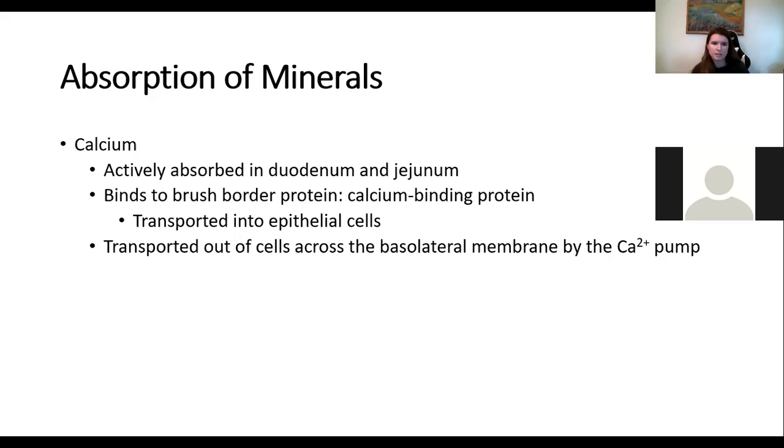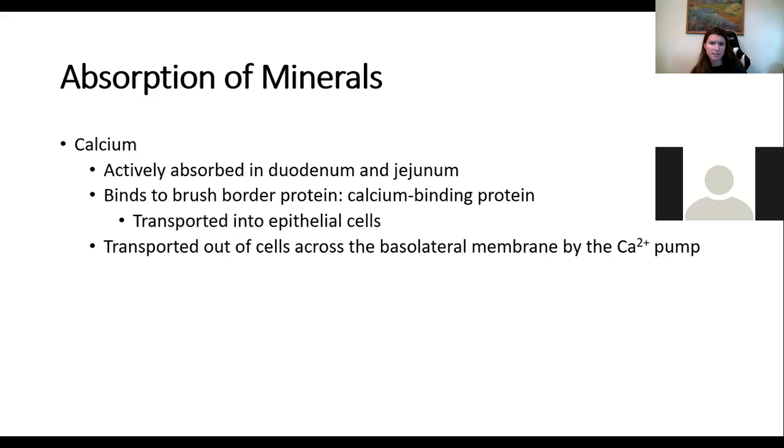When we are absorbing calcium because your body needs it, we're absorbing it in the duodenum and the jejunum, and we're doing it actively. The way calcium gets into a cell is that there are proteins on the apical membranes of some cells. So specifically on the brush border, which you remember is just that like kind of swirly part where we have a lot of surface area facing the lumen. So there are some proteins on the brush border, and they can bind calcium. When calcium binds to these brush border proteins, it gets transported into epithelial cells.